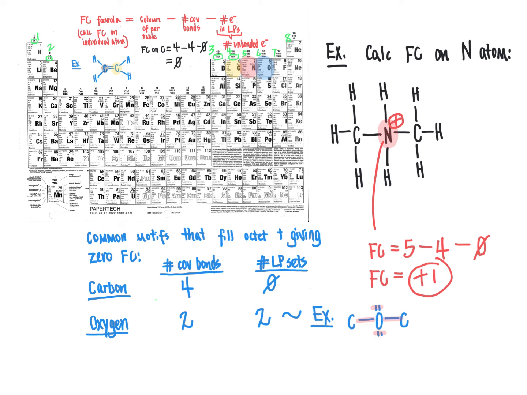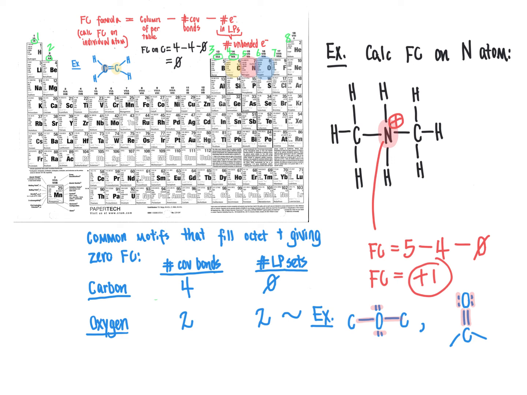Another common way that we see oxygen appear is as part of a double bond that leads to a carbon atom, and that oxygen also, in this case, will fit the rules for being relatively stable because that oxygen has 2 covalent bonds still. It's just part of a double bond rather than 2 single bonds. And that oxygen has 2 sets of lone pair electrons.